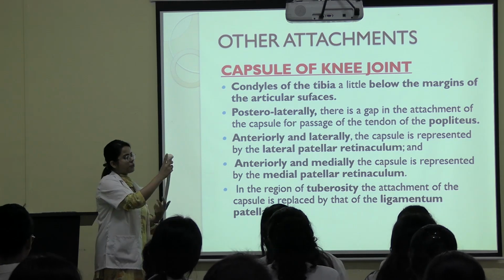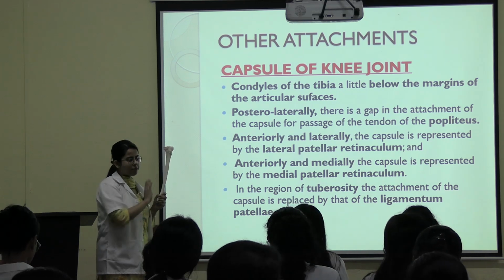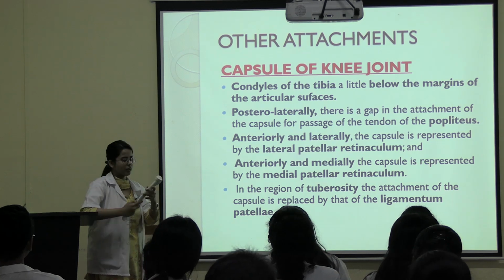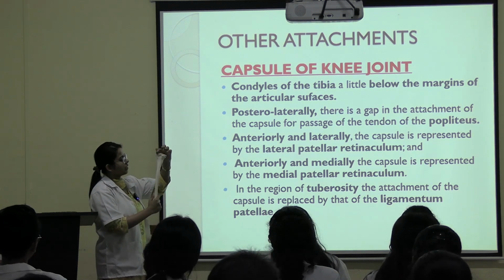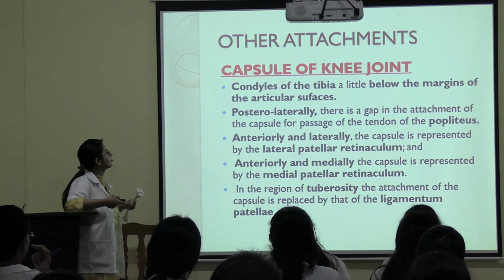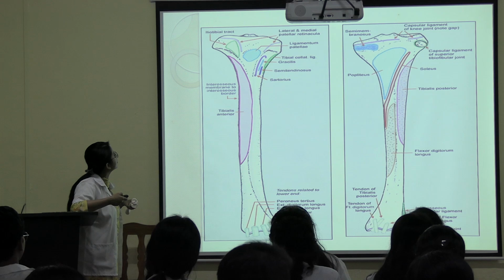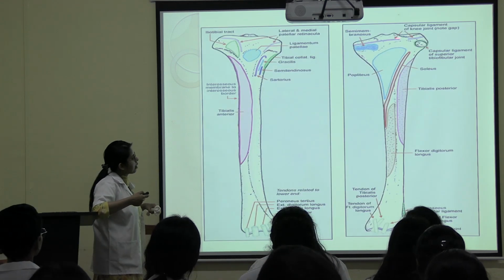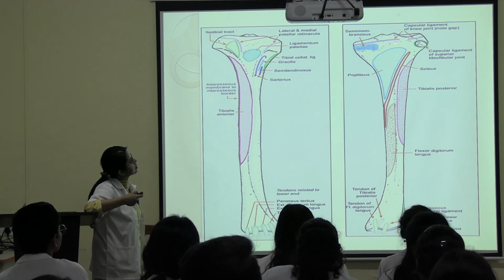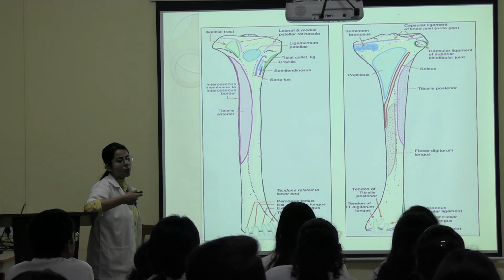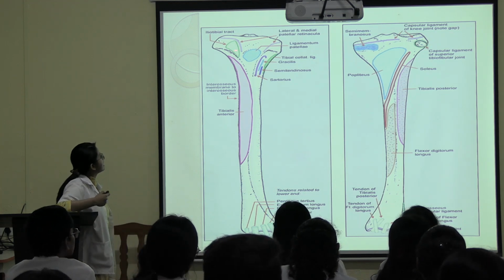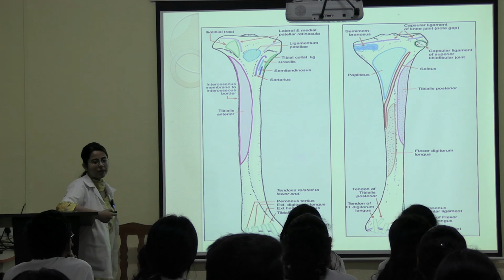So anteriorly it will be deficient for the ligamentum patellae. It will connect tibia and patella. Clear? And behind it will be deficient here for the passage of the popliteus tendon. See, this is the capsule. This is the posterior surface. So this capsule is deficient here for the passage of the popliteus tendon, and anteriorly it will be deficient for the ligamentum patellae.